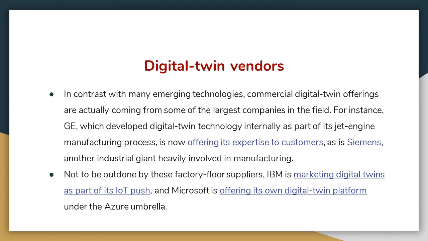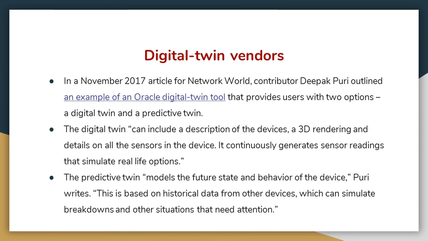In contrast with many emerging technologies, commercial digital twin offerings are actually coming from some of the largest companies in the field. For instance, GE, which developed digital twin technology internally as part of its jet engine manufacturing process, is now offering its expertise to customers, as is Siemens, another industrial giant heavily involved in manufacturing. Not to be outdone by these factory floor suppliers, IBM is marketing digital twins as part of its IoT push, and Microsoft is offering its own digital twin platform under the Azure umbrella.